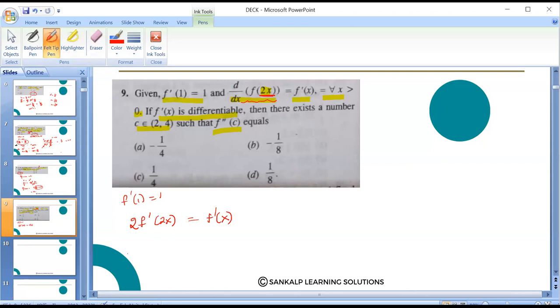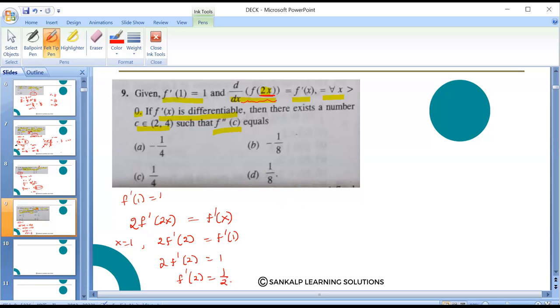Now put x equal to 1. So we will have 2 into f dash of 2 equal to f dash of 1. But f dash of 1 is 1. So f dash of 2 is 1 by 2. This is what we have.